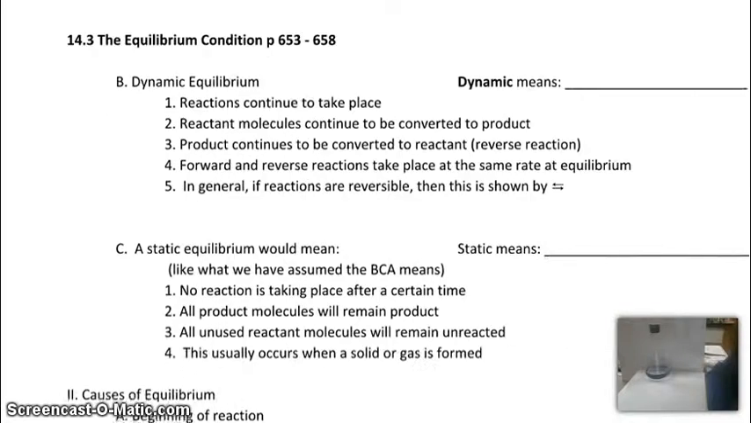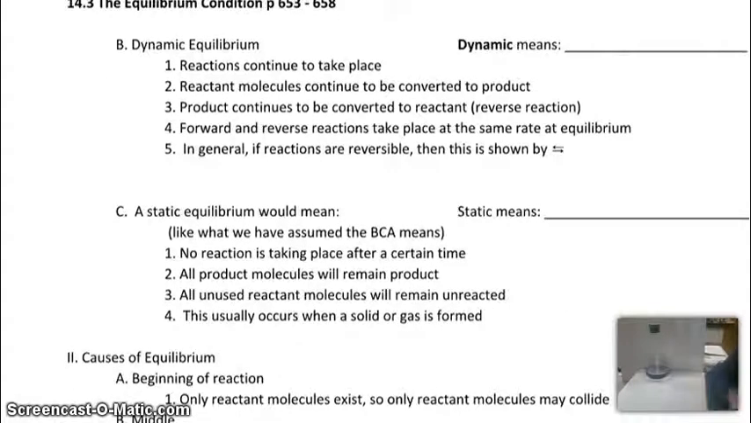What is a static equilibrium? Well, static means stopped motion. Okay, so static means nothing's going on. So this is what we've always assumed by the BCA table. So no reaction is continuing to take place after a certain time, that all product molecules will remain products. That's why we can say, you know, we have a certain amount of products at a certain amount of time. That all unused reactants, the excess reactant molecules, remain unreacted.